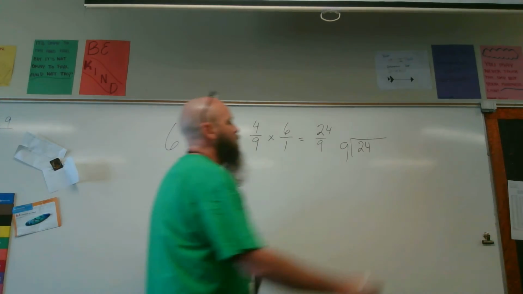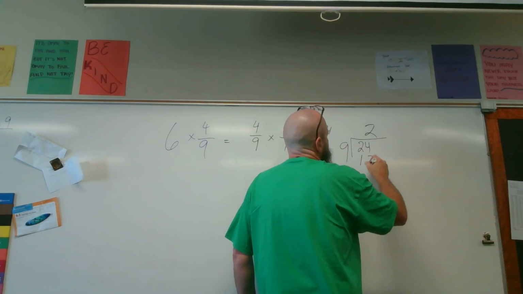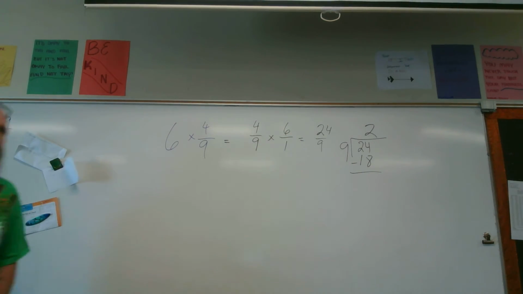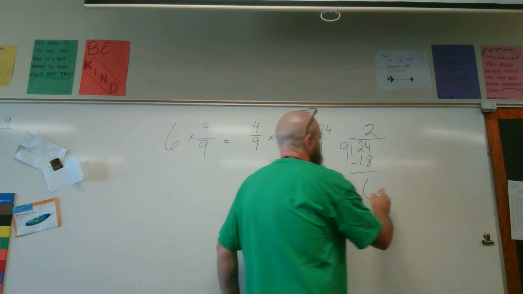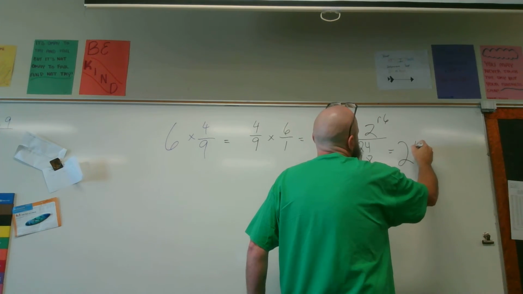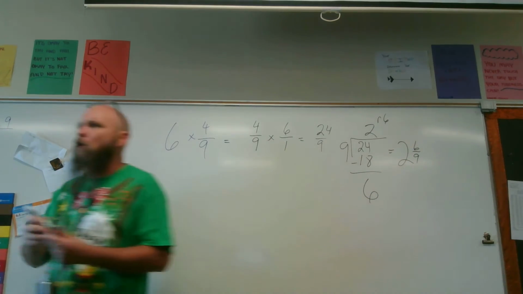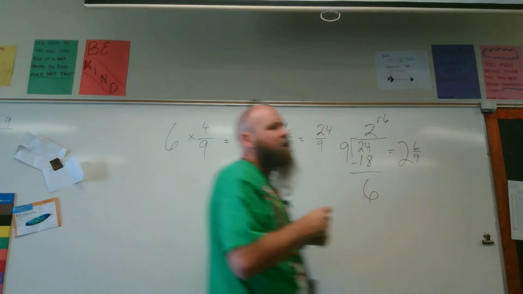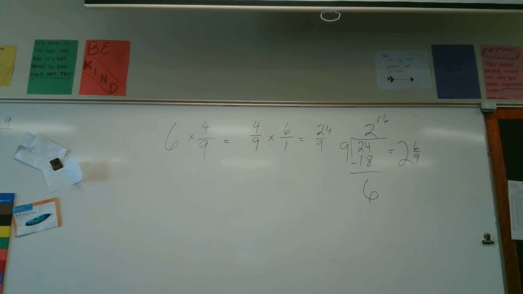Logan, how many times does 9 go into 24? 2. 2 times 9 is 18. 24 subtract 18 is 6. So I have 2 remainder 6 or 2 and 6/9. Good job, right? No, it's wrong. Natalie, why is it wrong?